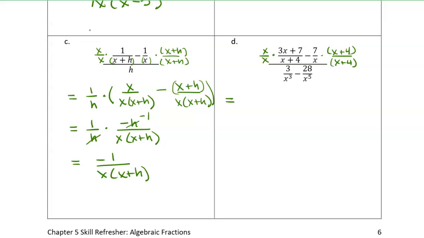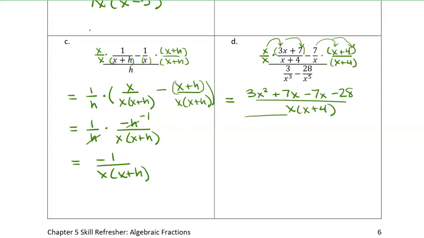So now let's, if I distribute this, because really this is x times all of this, I have to distribute that x. So what am I going to get? I'm going to get 3x squared plus 7x. And then this is 7 times all of this, but it's a negative 7, right? It's a negative 7 times all of that. So I'm going to get minus 7x and then minus 28. All right, all of that is over x times x plus 4. And then all of that is over the denominator.